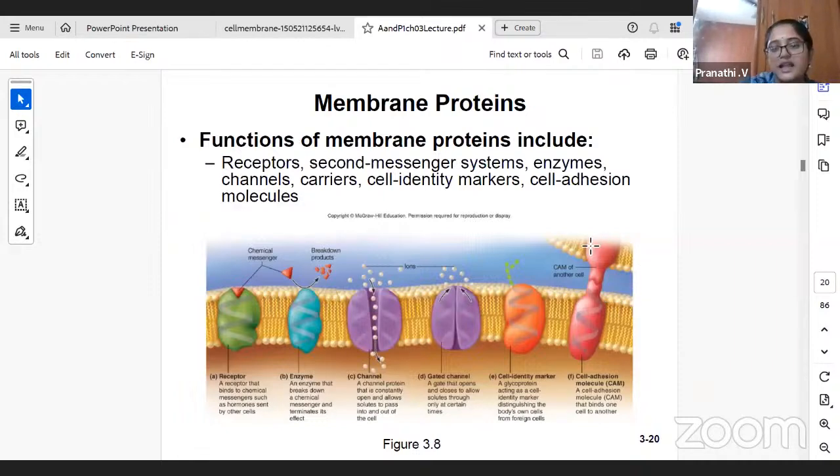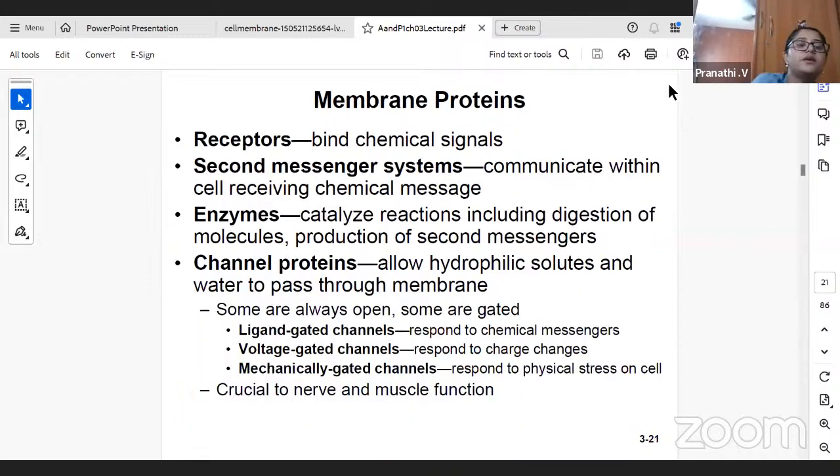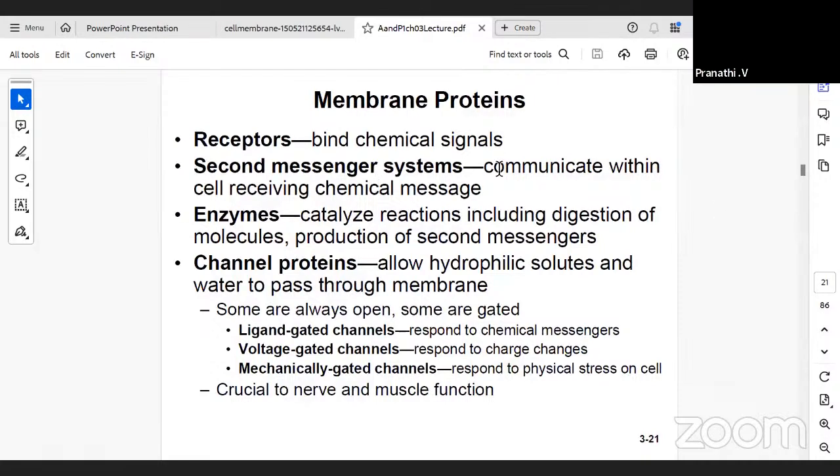CAM is one more. This is cell adhesion. So CAM is basically cell adhesion molecules. They bind each cell. So when it comes to membrane cells, like I told you, receptor, secondary messenger.